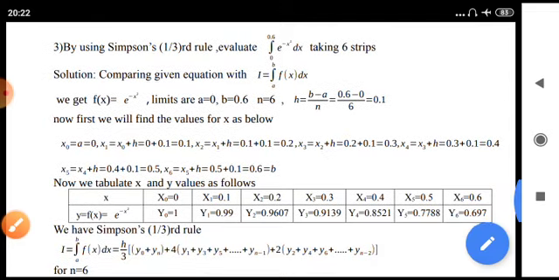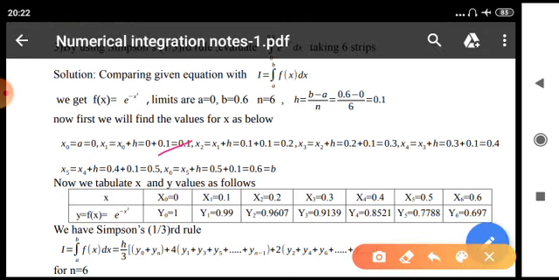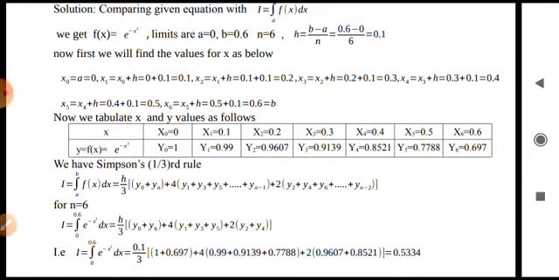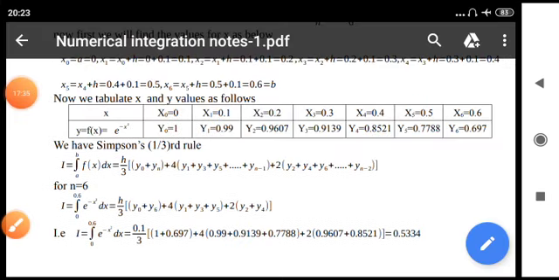So now we calculate x values. x0 is 0, x1 which is x0 plus h is 0.1, x2 is x1 plus h, 0.2, x3 is x2 plus h, 0.2 plus 0.1, 0.3. Similarly we get x4 as 0.4, x5 as 0.5 and x6 as 0.6, which is the upper limit b. Now we tabulate x and y values. For y equal to e power minus x square, when x is 0, y value we get as e power 0, which is 1. Similarly, when x is 0.1, y we get 0.9. So the values are listed here.